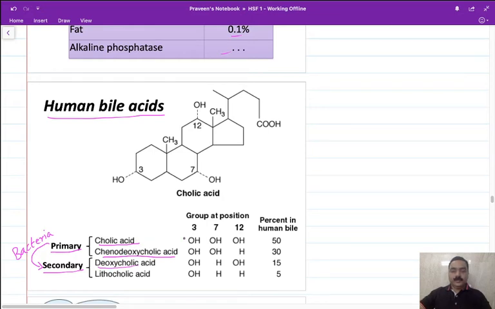So how do we do that? Normally when we secrete this cholic acid, you can see the hydroxyl group. This is already present in the cholesterol. So that means the bile acids are produced from what? From the cholesterol.